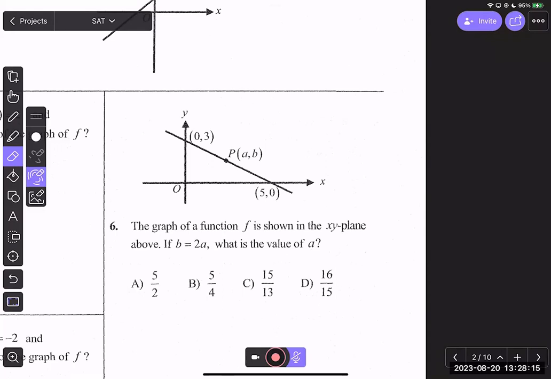Just because it looks like it doesn't mean it actually is. That's a really common issue on the SAT. You're going to have a lot of things that look a certain way, but you can't just take it for granted. Drawings are not drawn to scale, so you have to be able to prove it.